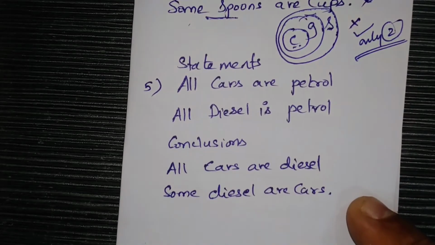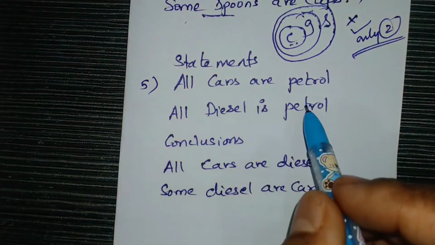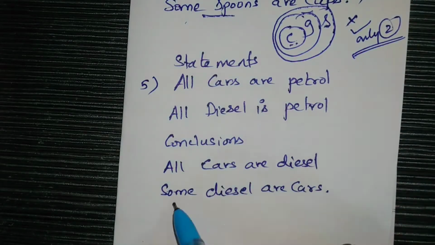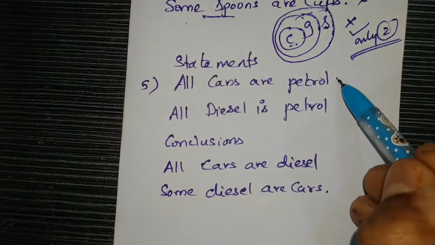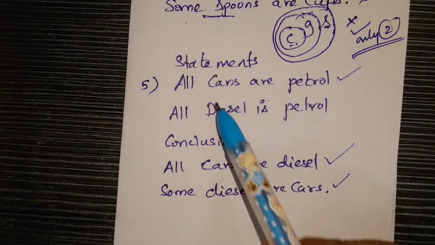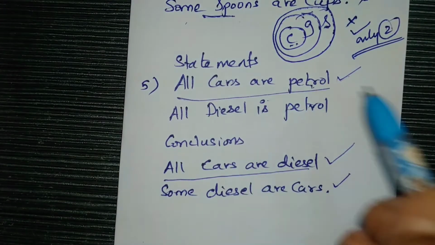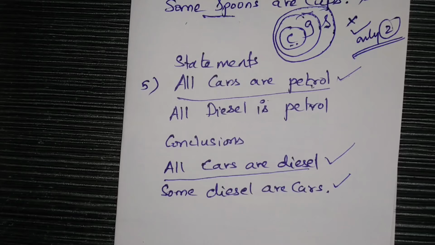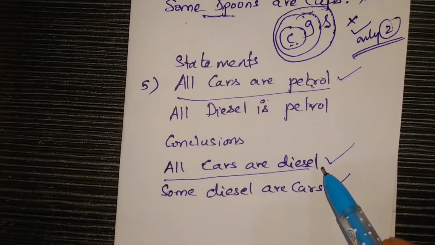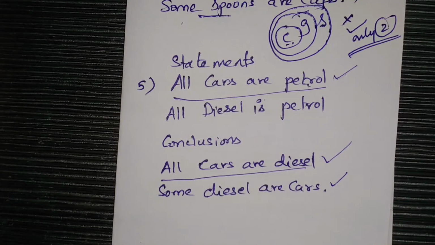Let us see one more. All cars are petrol. All and some. So when all is there, all will come. All is there, some will come. But let us check directly. All cars are petrol. All cars are diesel. Both are all, only the statement and the conclusion, but they're not talking about the same subject.